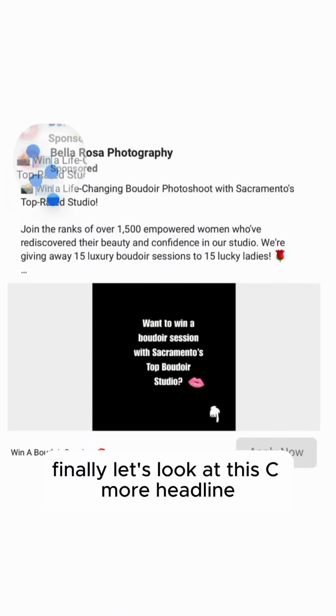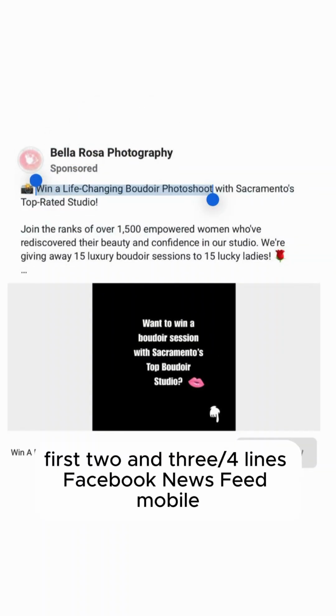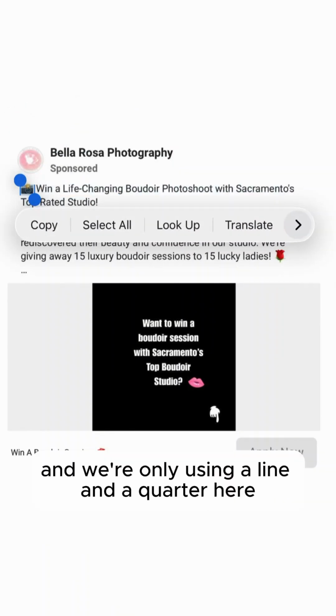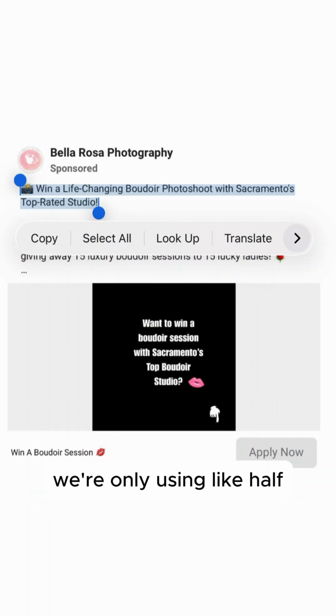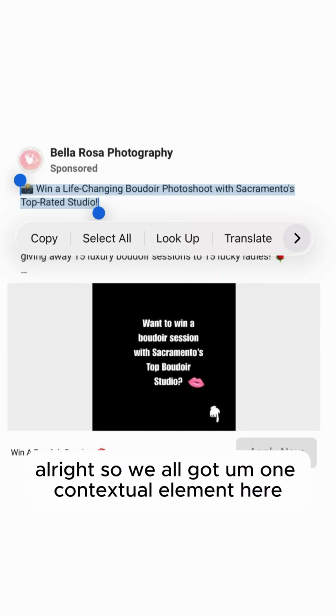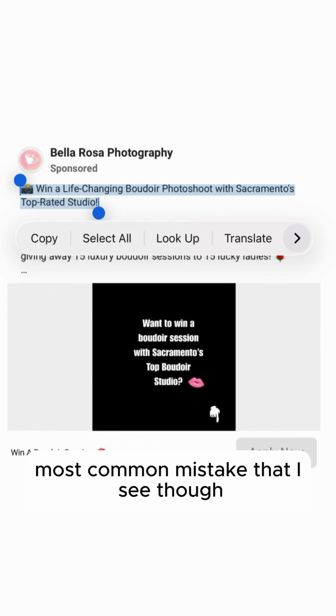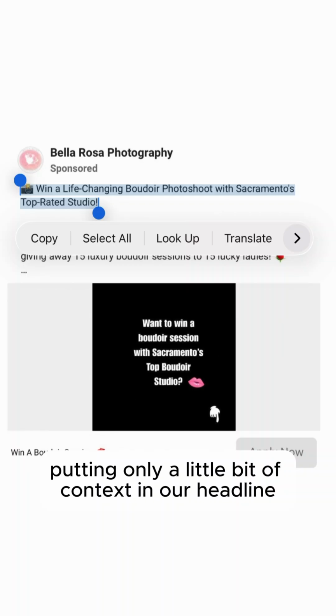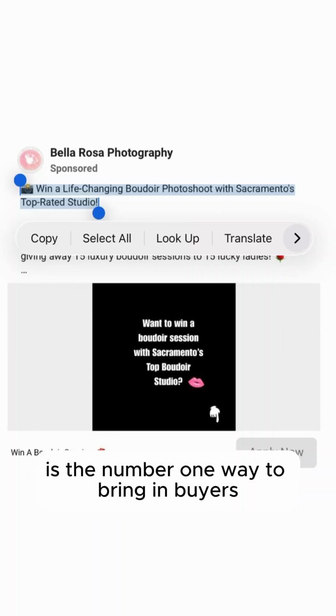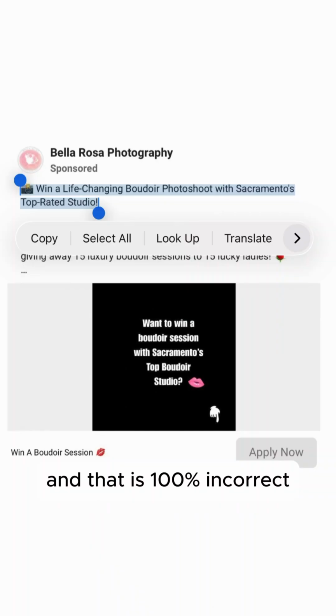Finally, let's look at this See More headline. First 2 3/4 lines, Facebook newsfeed mobile. And we're only using a line and a quarter here. So first mistake I'm already seeing, we're only using like half of our space that we should be. When a life-changing boudoir photo shoot with Sacramento's top-rated studio. All right, so we only got one contextual element here. So yeah, that's the lack of context mistake. Most common mistake that I see though. The false belief that caused us to make this mistake is we believe putting only a little bit of context in our headline is the number one way to bring in buyers. And that is 100% incorrect when dealing with Facebook ads.